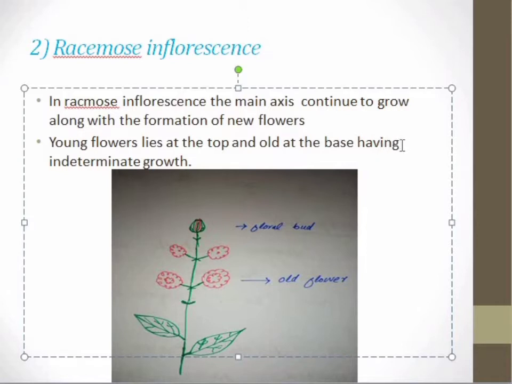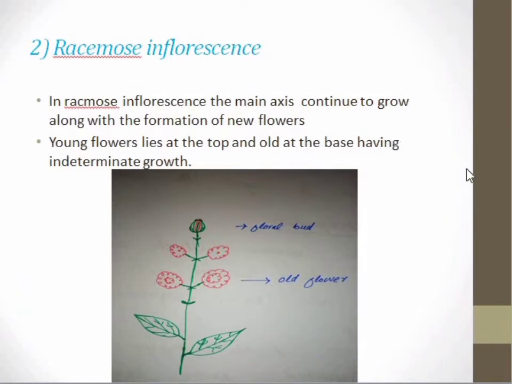So this was all about racemose inflorescence. The main axis continues to grow, forming lateral flowers. So the old flowers lie at the base and young flowers are at the top, or the old flowers formed first and young formed later.